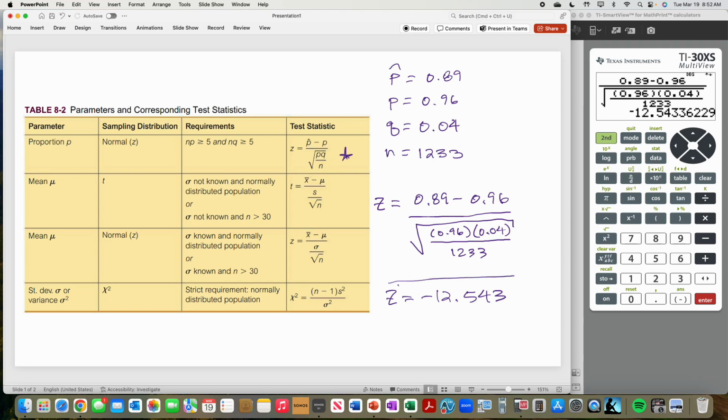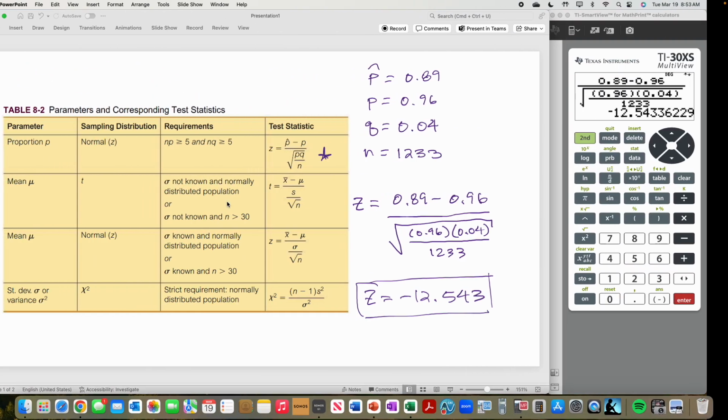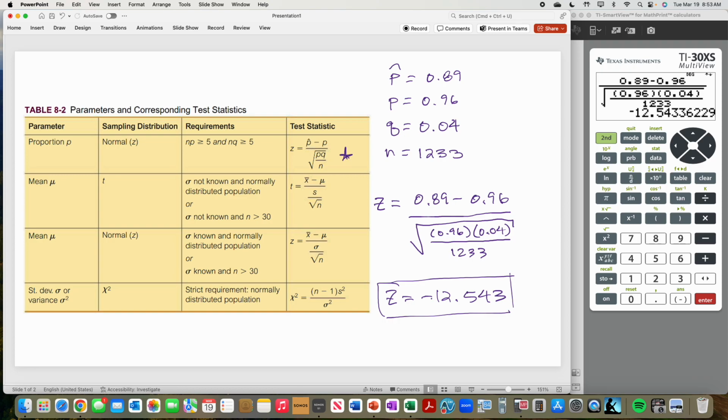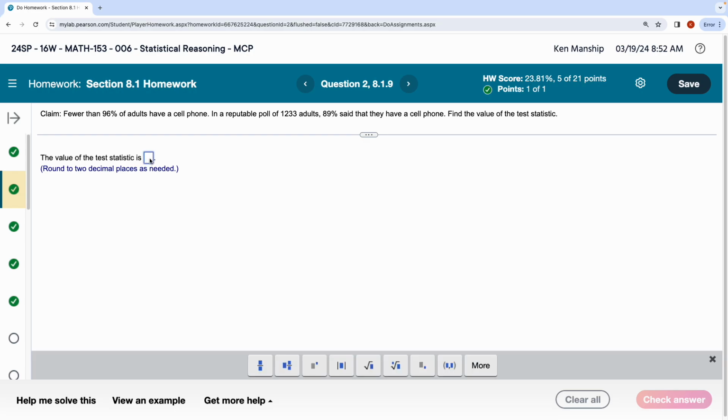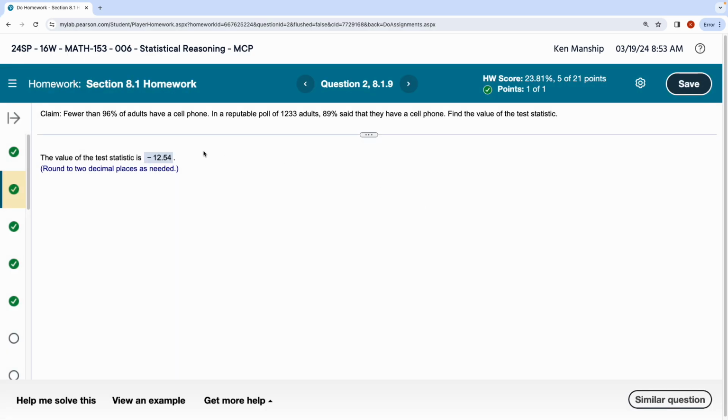I don't remember how many decimal places. I'm guessing they're going to want 2 decimal places, but let's go have a look. So I'm going to say round to 2 decimal places, so that is correct. So I'm going to cut this off at the 4. So I'm going to make this negative 12.54. So I'm going to type that in, negative 12.54. I hit enter, and we get that one right. So that is how you can use the information, in this case, for the claim against a proportion to find the test statistic.